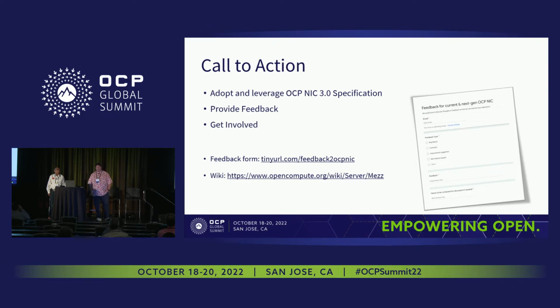And then come see the subgroup meetings. They're on the OCP calendar. All the contributions are on the Server NIC 3.0 wiki site. There's a ton of information there. And then come participate and contribute to the OCP NIC 3.0.